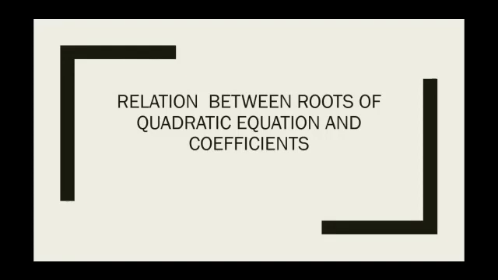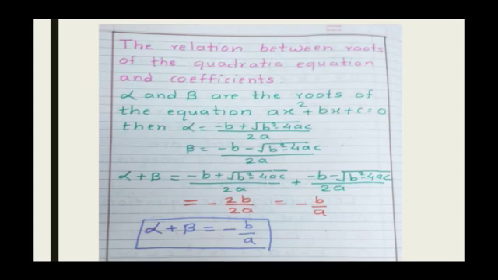In this video, you are going to learn about the relation between roots of a quadratic equation and coefficients. If alpha and beta are the roots of the equation ax square plus bx plus c is equal to 0, then alpha is equal to minus b plus under root b square minus 4ac upon 2a, beta is equal to minus b minus under root b square minus 4ac upon 2a.